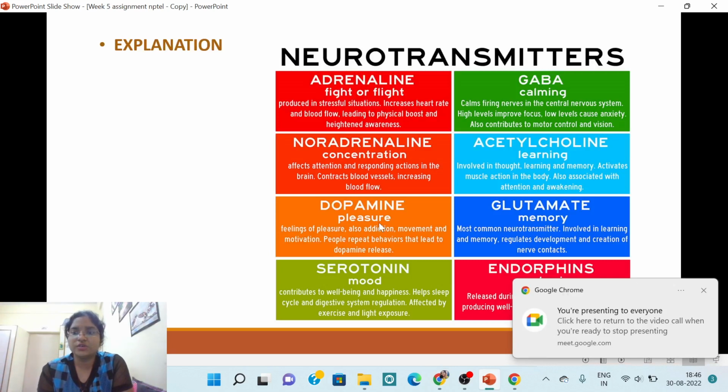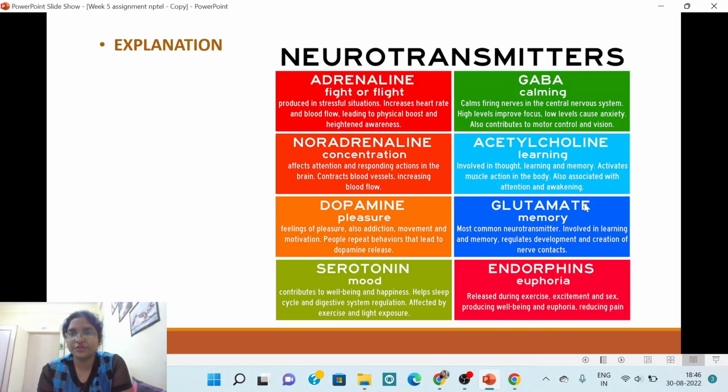Okay. So, here are the 8 types of neurotransmitters we have in our body, and each of them has different functions. Adrenaline, GABA, noradrenaline, acetylcholine, dopamine, glutamate, serotonin, and endorphins. Adrenaline is produced in stressful conditions, increasing heart rate and blood flow, right? GABA is calming, it calms our nervous system. Noradrenaline affects our brain, contracts our blood vessels and increases our blood flow.